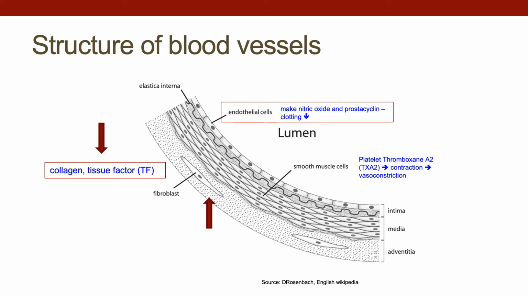But finally, there's a layer called the adventitia on the outside of the blood vessel that contains a few fibroblasts and also contains the proteins collagen and tissue factor. Normally the blood doesn't have contact with those proteins. But if the vessel is injured, there can be contact, and that's one of the major stimuli that initiates the blood clotting process.